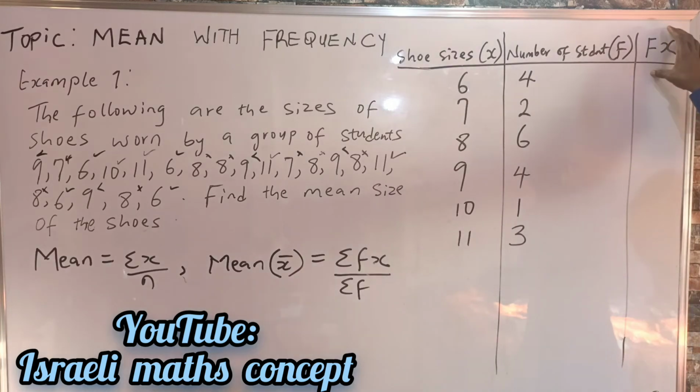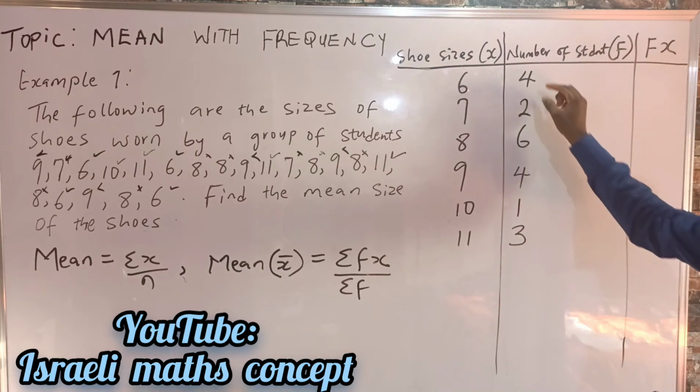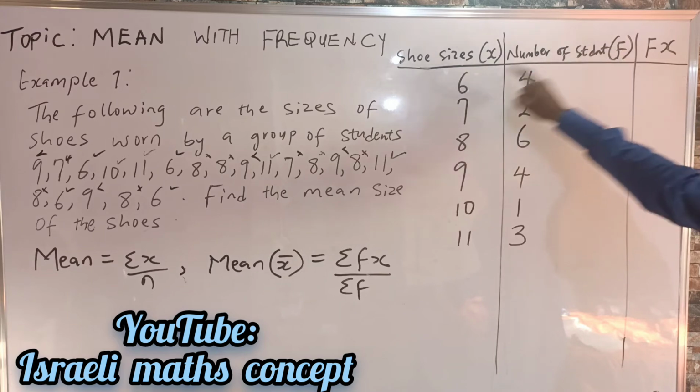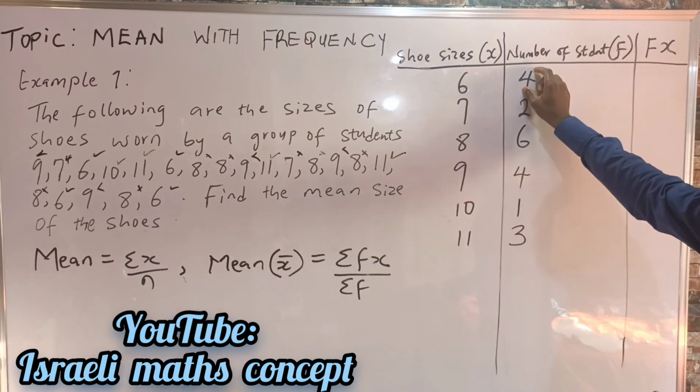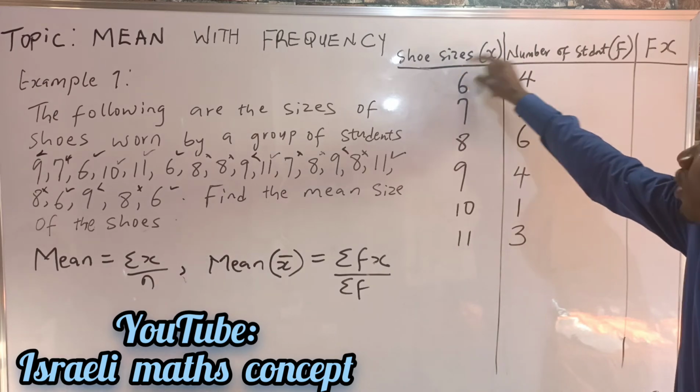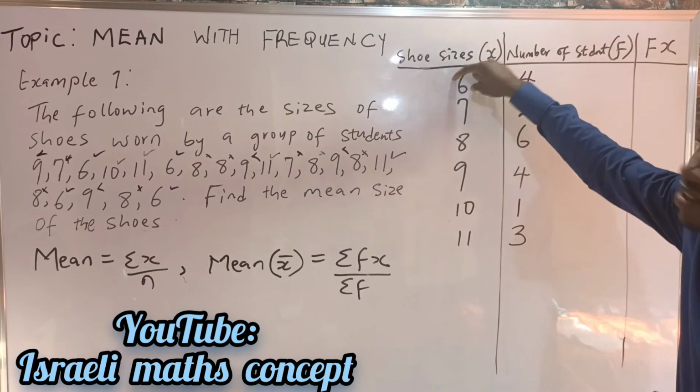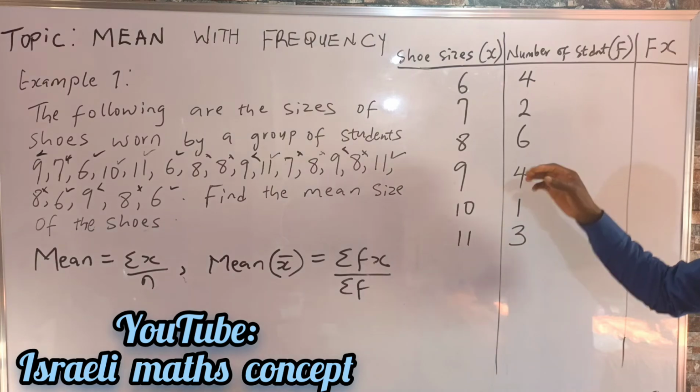Let's get to the next one. That is the next column, which is f of x. And f of x means the product of f and x. That is, we're going to multiply the f by this x. So the individual frequencies we have here, we shall be multiplying with the individual scores, which are the shoe sizes we have here. So let's begin.